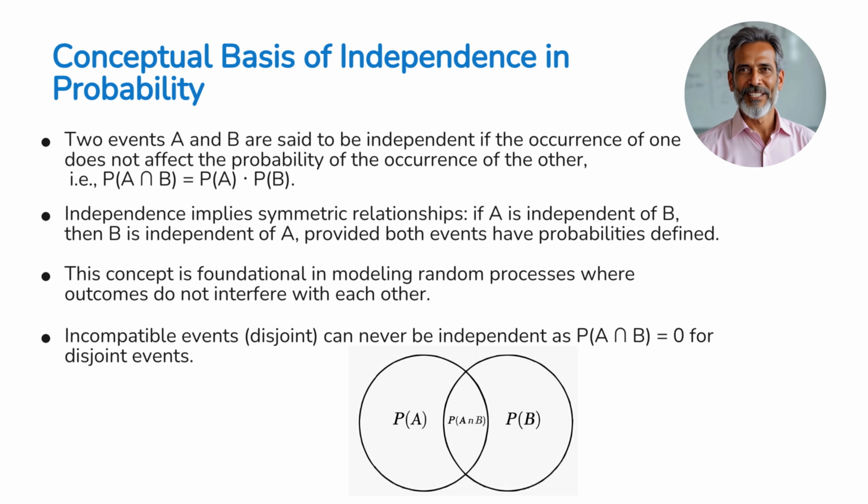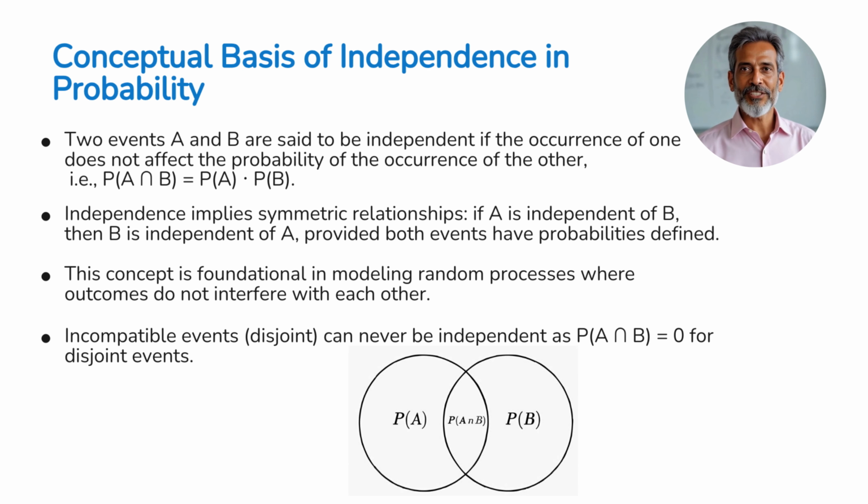So, what does independence mean in math terms? Two events, say A and B, are called independent if the occurrence of one does not affect the chance of the other happening. Another way to say this is that the probability of both A and B happening together equals the product of their individual probabilities. In formula language, that's P of A intersection B equals P of A times P of B. Let me repeat that slowly. P of A intersection B equals P of A times P of B.